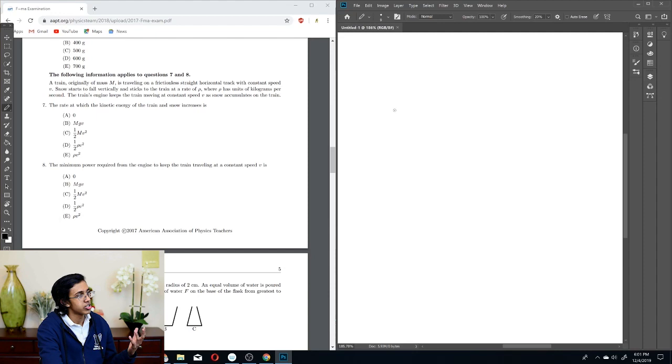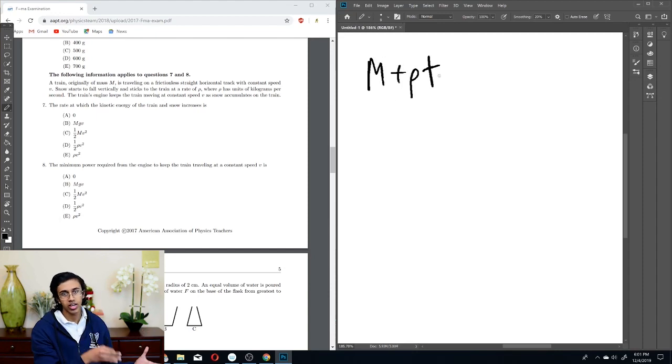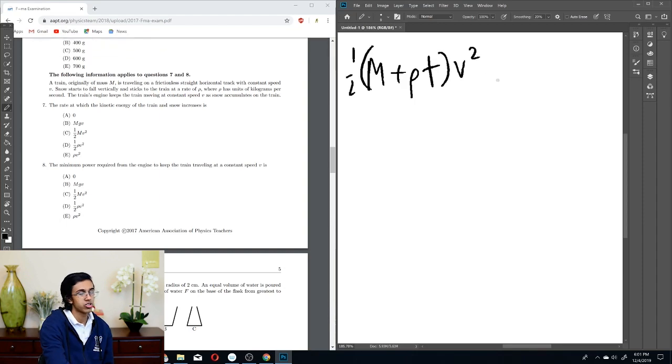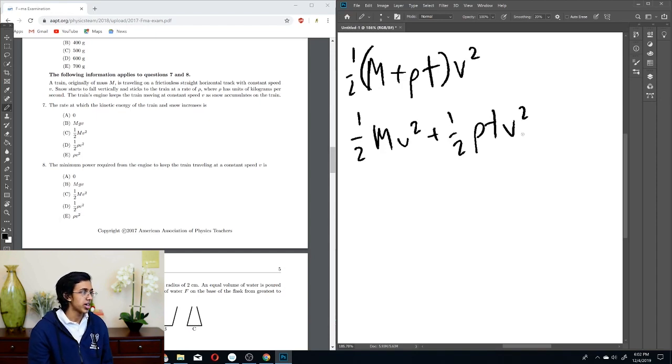Basically, we know that the mass of the train is m plus rho t, right? It starts with m, and then every second it gets rho more mass. And the kinetic energy is just 1/2 of this times v squared. So if we expand this out, we get 1/2 m v squared plus 1/2 rho t v squared is equal to our kinetic energy. We can rewrite the last term as plus 1/2 rho v squared t.